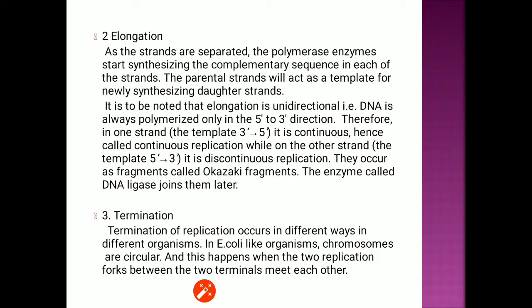Third process is termination. Termination of replication occurs in different ways in different organisms. In E. coli-like organisms, chromosomes are circular, and this happens when the two replication forks between the two terminals meet each other. That means when the replication keeps proceeding from the point where the process starts in a circular DNA and finally reaches the same point, it results in the separation of the two exact copies, and this is termed the termination process.